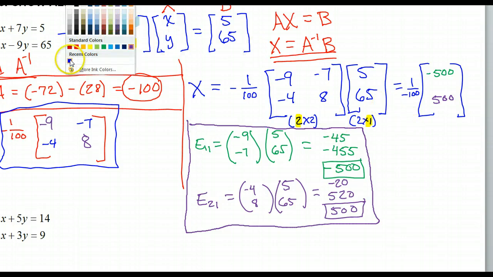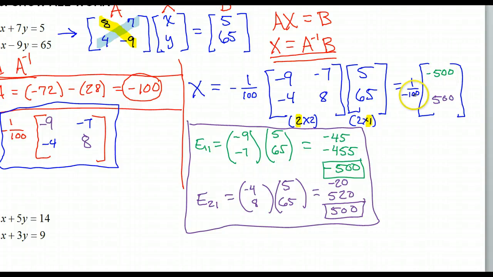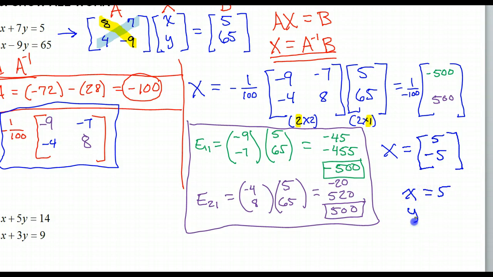Okay, so as we finish this up, negative 500 divided by negative 100, that's going to be 5. And 500 divided by negative 100 is going to be negative 5. Okay? So that means x is 5 and y is negative 5. And that's how it's done. That's how you can use matrices to solve a system of equations. Clearly, we're going to need more practice, but that's the basic idea.